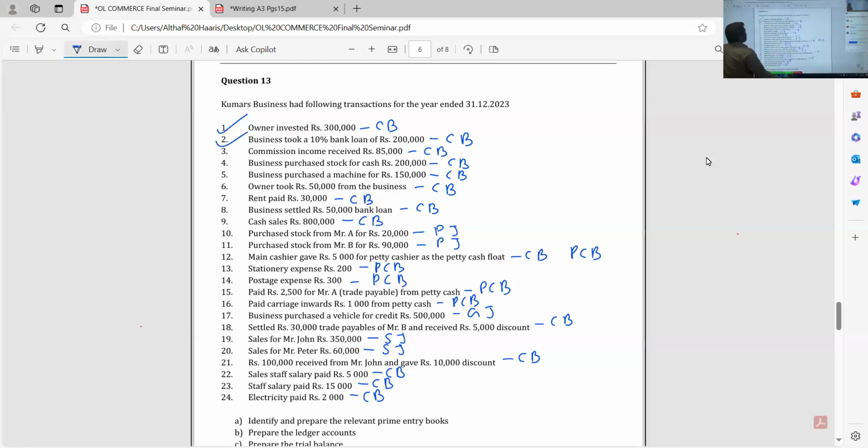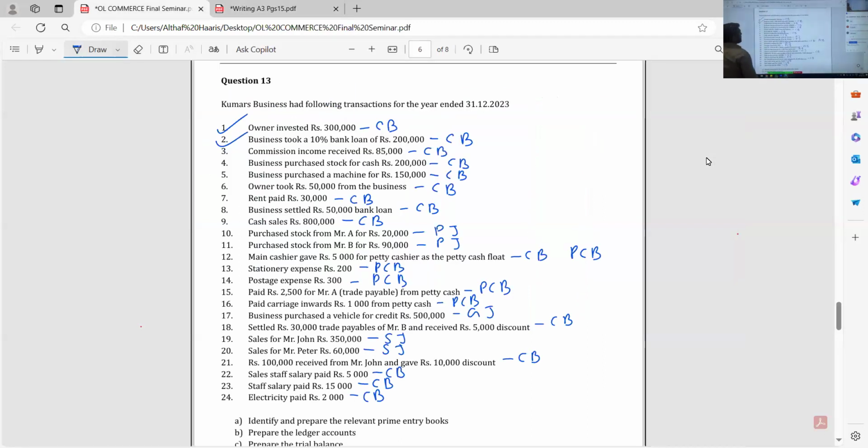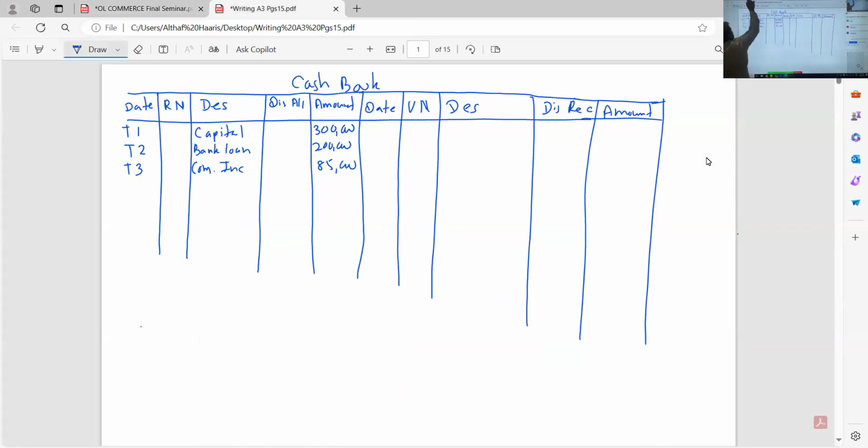Commission income received, money received. Transaction number 3, commission income. How much is that? 85,000. Done.